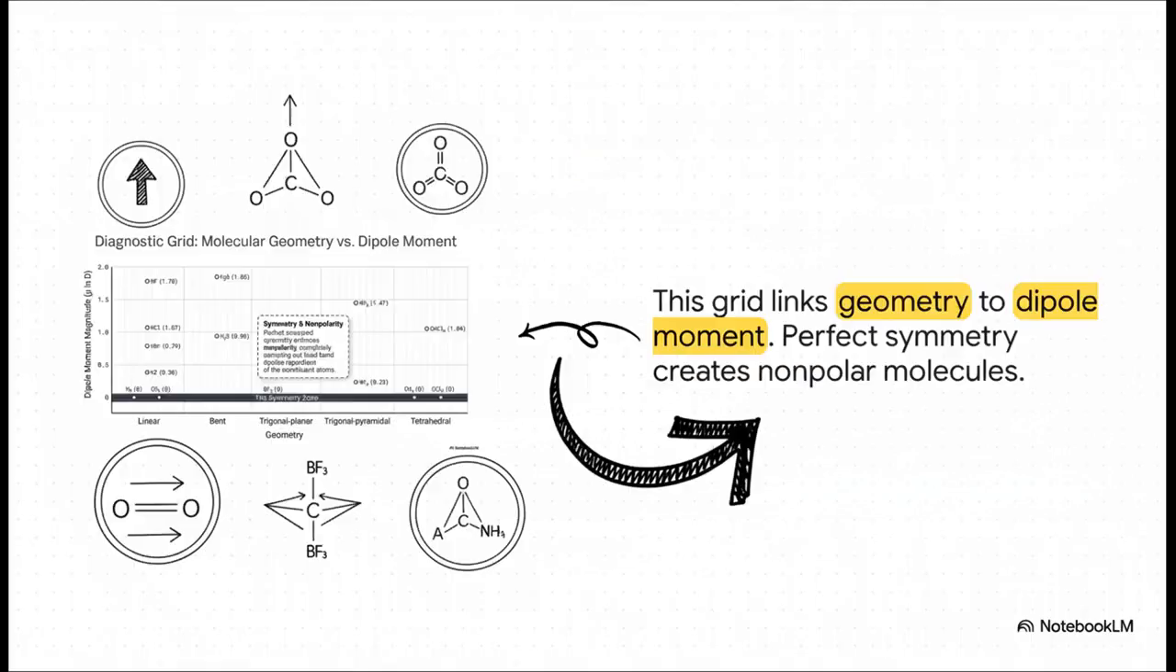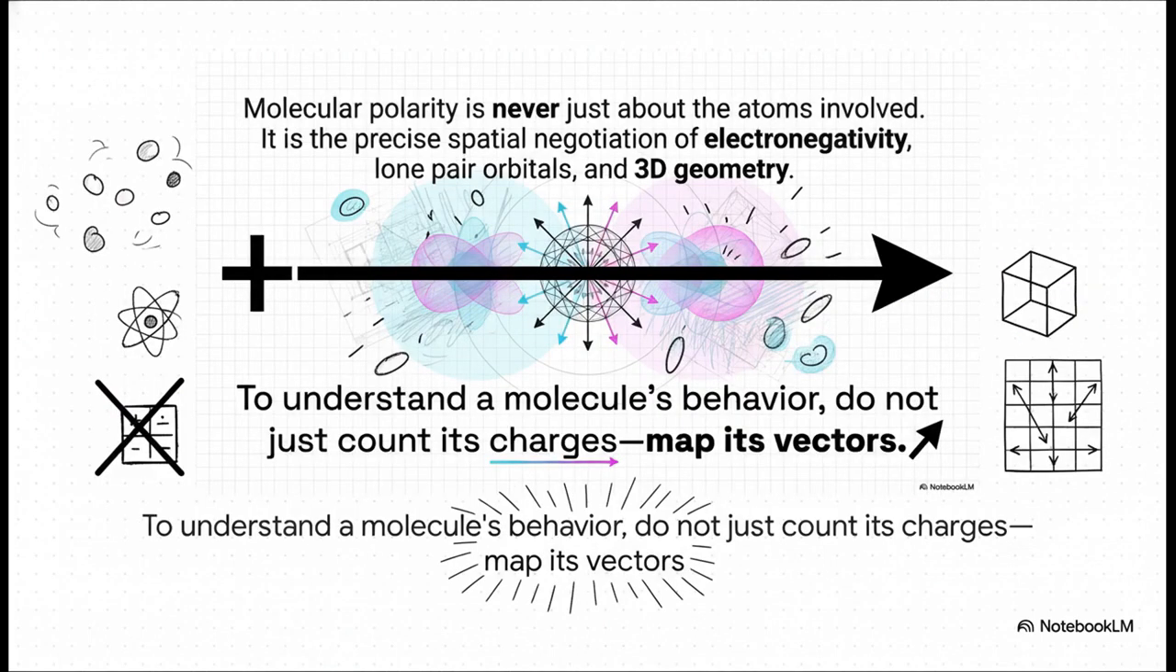The 3-dimensional arrangement of atoms and electrons is the ultimate decider of how a molecule is going to behave. This grid just sums it all up beautifully. Look along the bottom axis, the symmetry zone. This is where you find molecules like CO2, BF3, and CCl4. Even though they have very polar bonds, their perfect linear or trigonal planar or tetrahedral shapes make sure that all the vectors cancel out, giving them a dipole moment of 0. But as you move up into asymmetrical shapes, like bent water or trigonal pyramidal ammonia, their vectors add up and boom, they become polar.